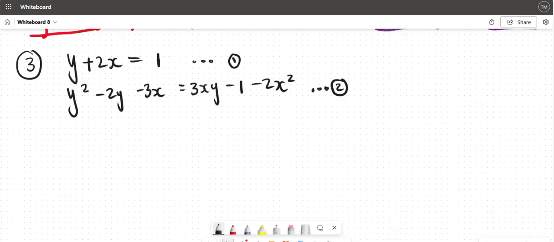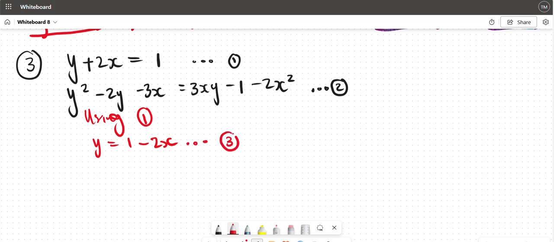All right, let's do this third question. Here we're given our equation 1, which looks like that, and our equation 2, which is a little bit more extensive. But we do not fear. We are ready to take it on. So what we're going to do is take equation 1, and using equation 1, I'm going to make equation 3 with it. I'm going to take the 2x over, and I call this equation 3.